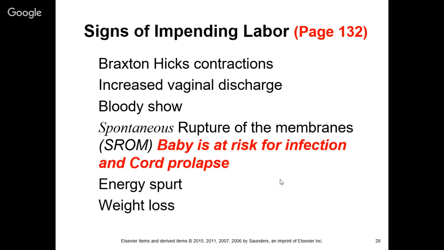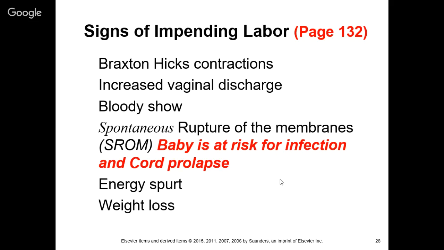So spontaneous rupture of membranes, or SROM. The baby is at risk for infection and cord prolapse. So the sac has broken, the infant is exposed indirectly to the outside world. So at this point, if you were doing a dilation and effacement check, you would definitely have sterile gloves on. And the cord prolapse, because this baby's floating around in this hot tub and all of a sudden all the water's drained out. So that cord is more likely to get stuck around their neck.